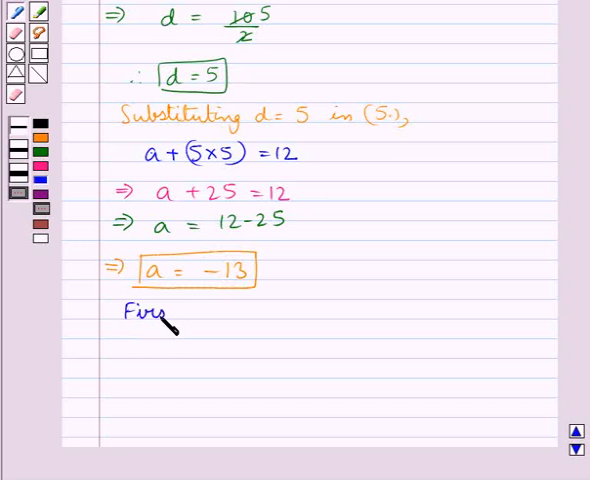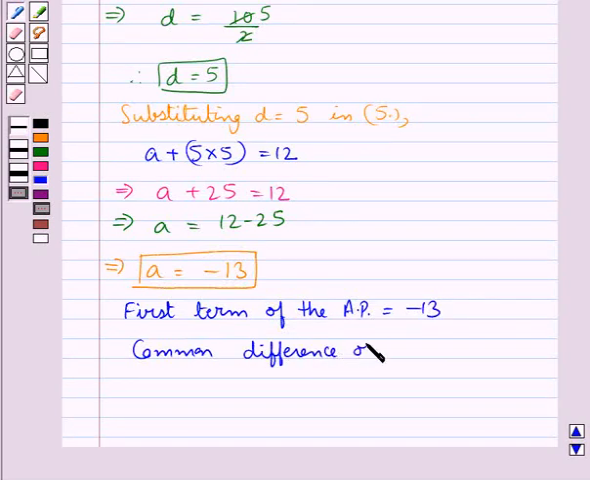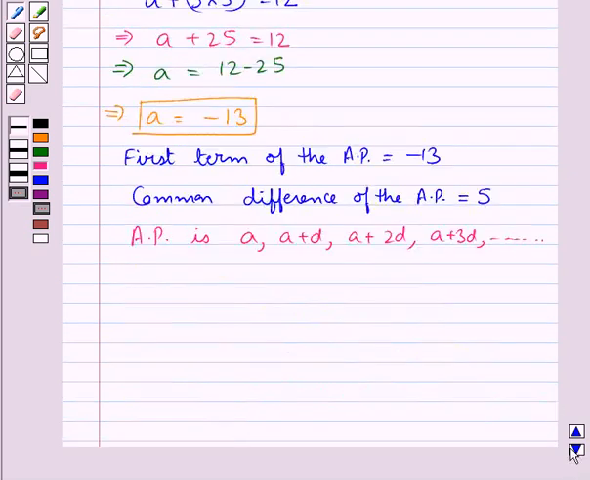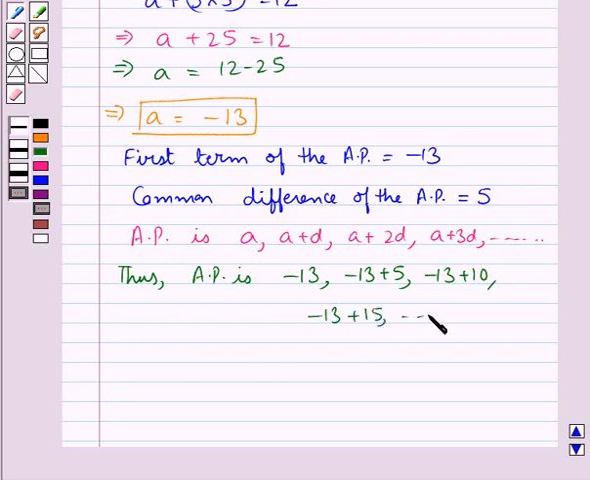That is, the first term of the AP is equal to minus 13 and the common difference of the AP is equal to 5. Now, the AP is given by a, a plus d, a plus 2d, a plus 3d and so on. Thus, we have AP is minus 13, minus 13 plus 5, minus 13 plus 10, minus 13 plus 15 and so on.